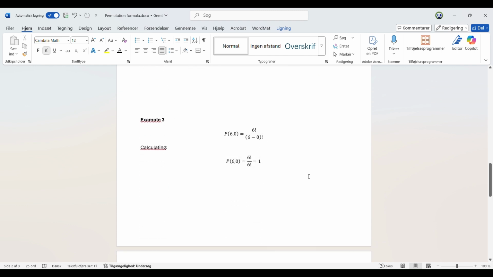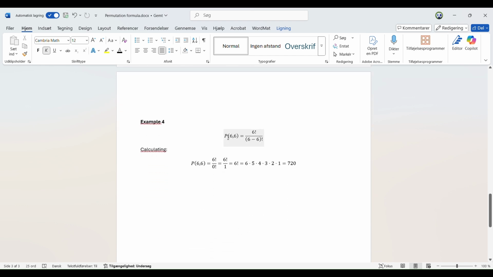Now we take example 3. So the permutation of 6 choose 0. We put into our formula, and we can see that 6 factorial divided by 6 minus 0, and that's of course 6 factorial. And if we've got the same expression in our numerator and denominator, then that fraction will always equal 1. So it's the same up here and down here, so that's 1.